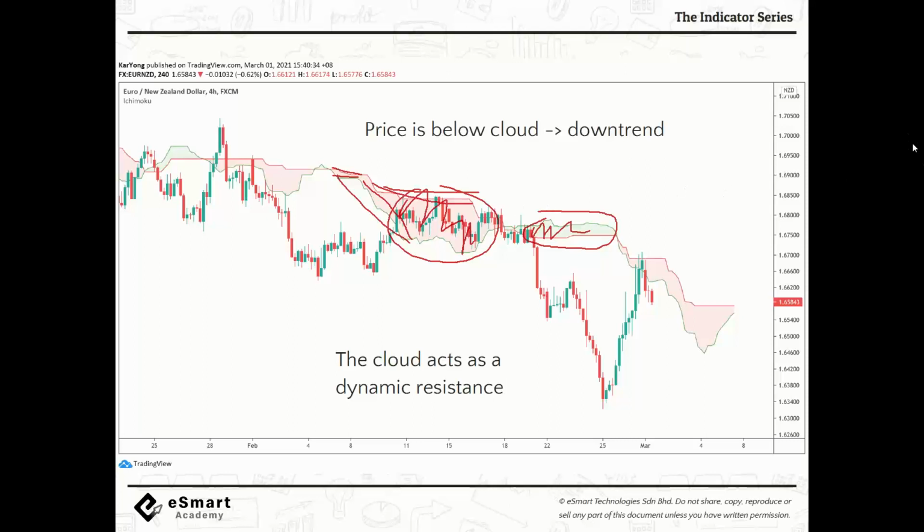So that's the understanding of it. I think it's pretty straightforward and easy to get, at least with some pictures over here. Just see it as cloud equals dynamic support and resistance. So that's very easy.